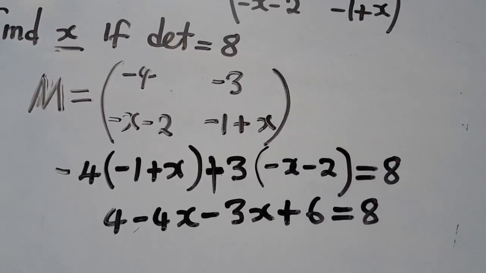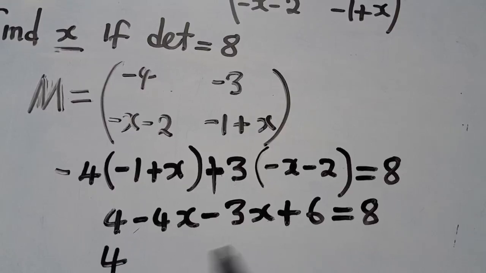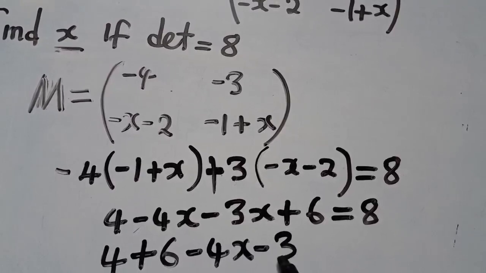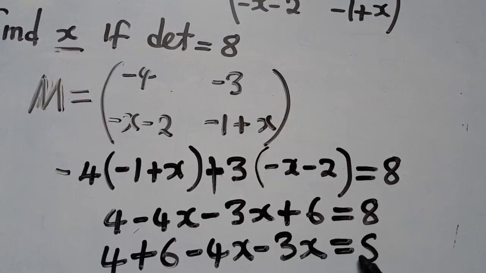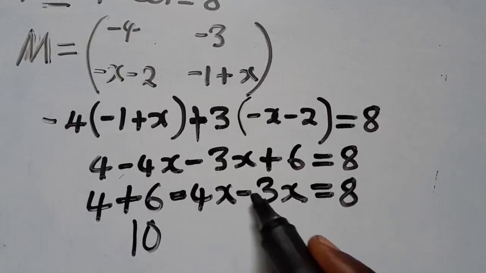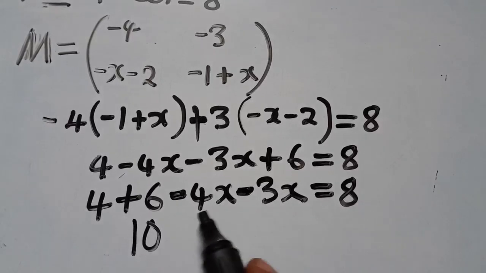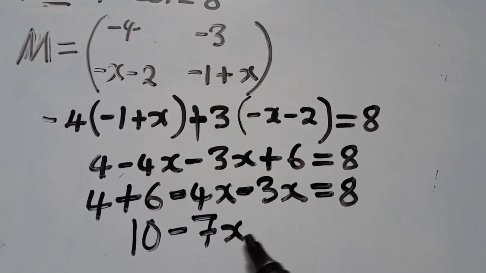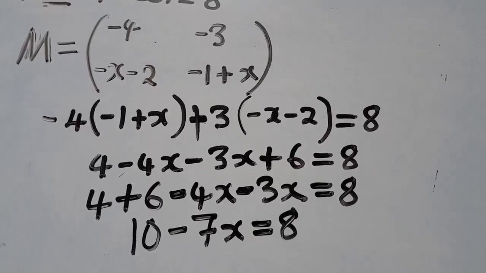After you reach there, the next thing is you group the like terms. So this is 4 plus 6, minus 4x minus 3x, which is equal to 8. After doing that, when you add here, what's the answer? The answer is 10. Negative, so you are adding. Same signs we said that you need to add. So when we add, we get -7x, which is equal to 8.